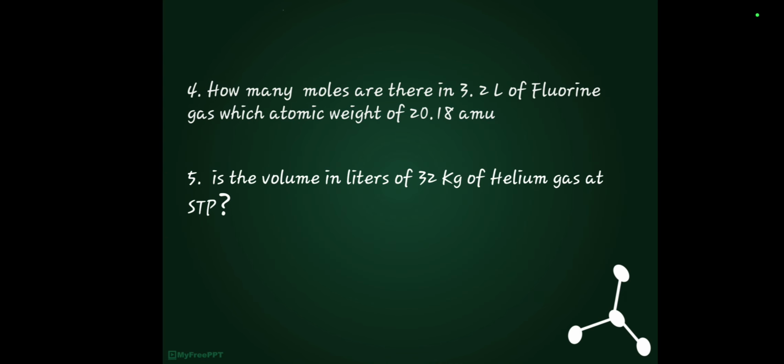Now, let's solve the problem. So, continue your task. There are still more questions, pertaining to molar volume. Continue with these. For number 4, how many moles are there in 3.2 liter of fluorine gas with atomic weight of 20.18? Number 5 is the volume in liters of 32 kilogram of helium gas at STP. So you just include it in your task.